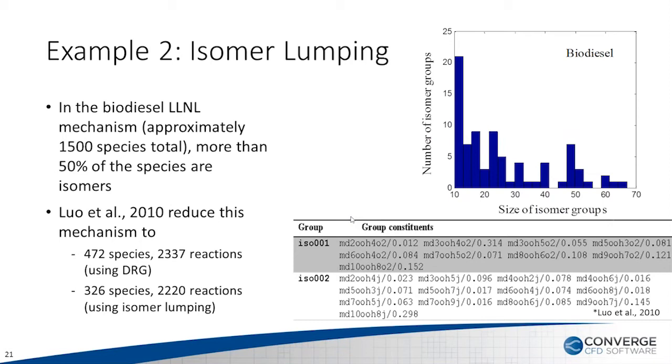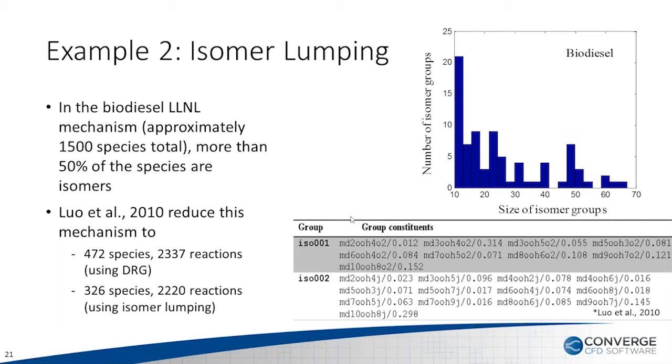The second example for reduction is isomer lumping. Some people think maybe isomer lumping is not necessary. This slide demonstrates that sometimes it can be quite helpful to reduce the mechanism. Let's say for the biodiesel mechanism from Lawrence-Livermore, there are about 1,500 species. However, 50% of the species are actually isomers.